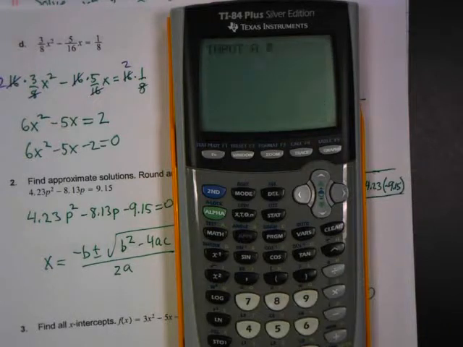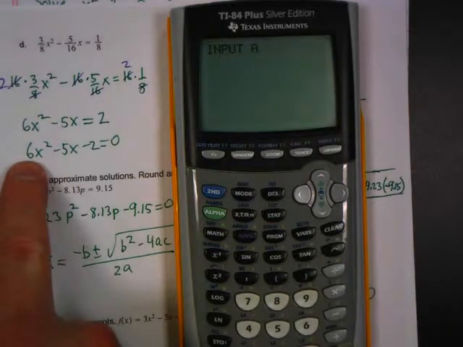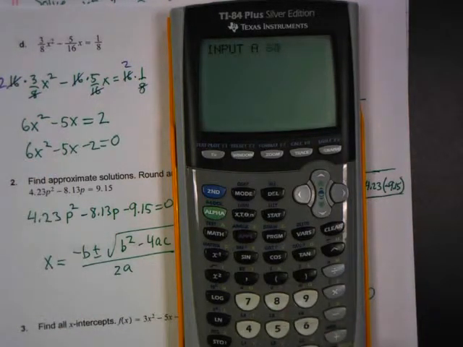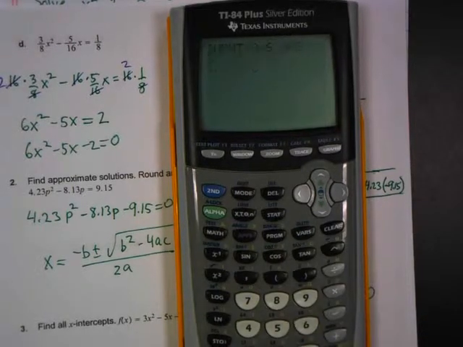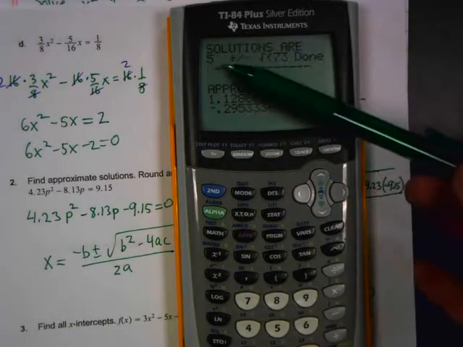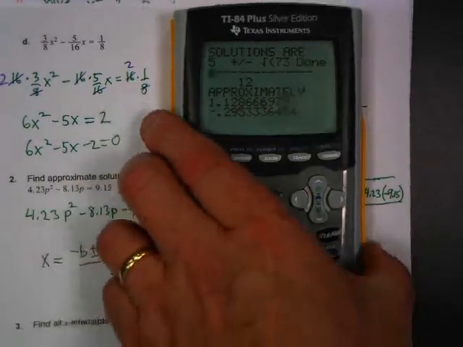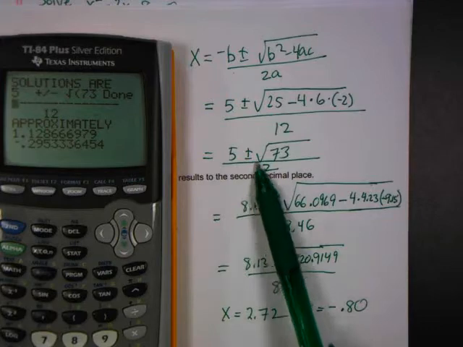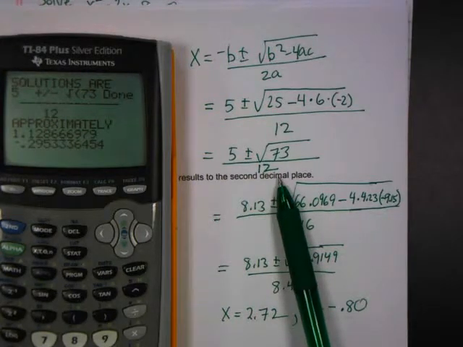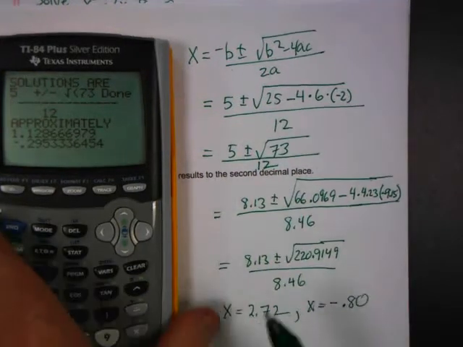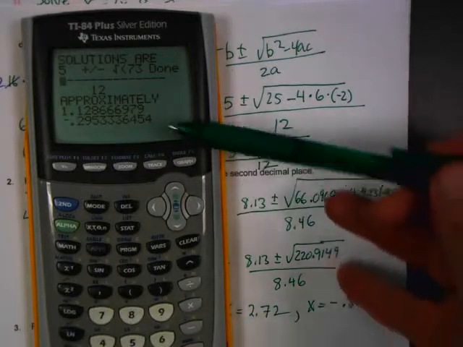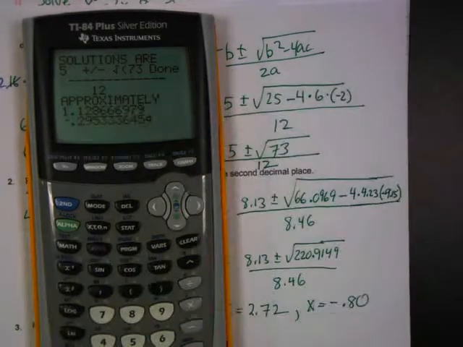It asks me, what's the A number? So I could type in that the A number is 6. What's the B number? -5. The C number is -2. And my calculator will tell me the answer is 5 plus or minus the square root of 73 over 12. And if the problem tells me to give decimals, the program gives me the decimals also.